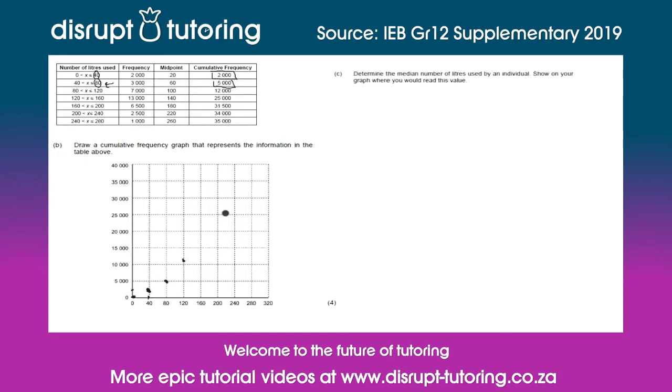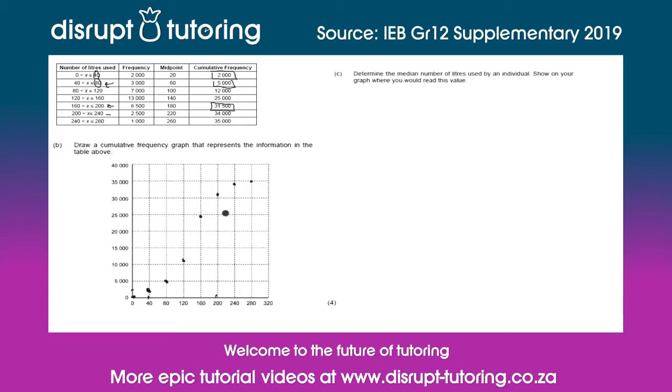At 160, we have 25,000, so that's up there on the point. We continue at about 200, where it should be 31,500, so it's just above the 30,000 mark. And then of course at 240, we've got 34,000, which is just under the 35,000. And then at 280, we've got 35,000. Those are your main points.